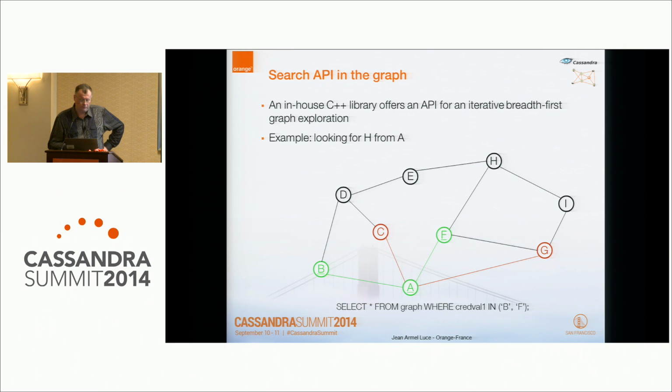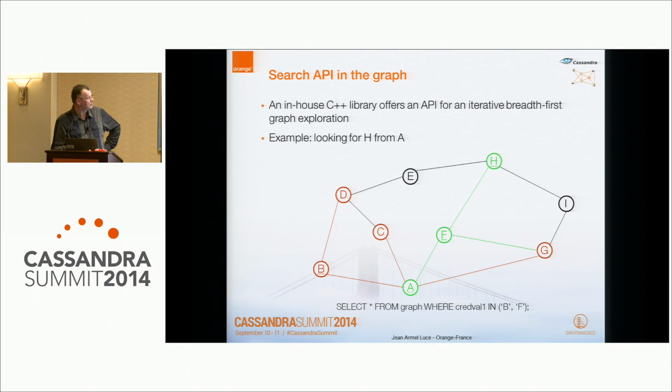Now, if we focus on B, B has 2 neighbors, A and D. A has already been explored in the previous step. D is not predefined in the shortest path either, so we don't want to explore it anymore. It remains F to explore. F has 3 neighbors, A, G, and H. A has already been explored in the previous step. G has already been discarded in the previous step. It remains H, and H is what we were looking for.